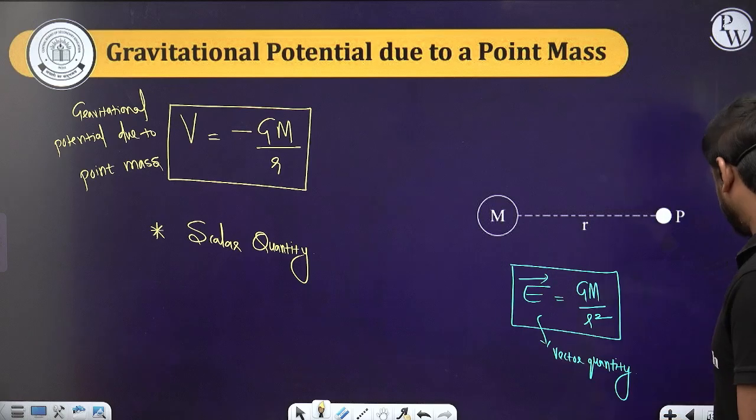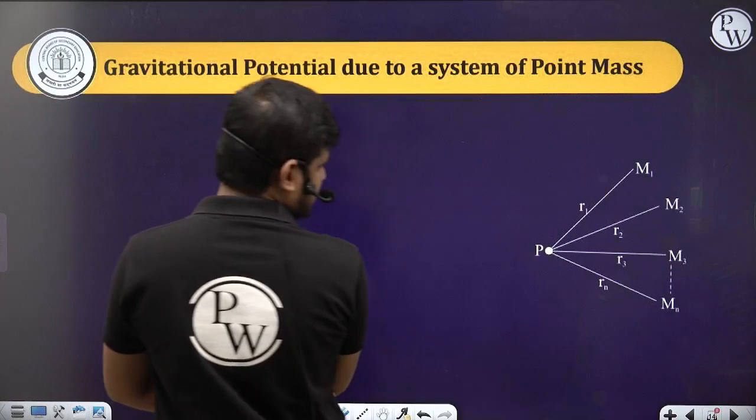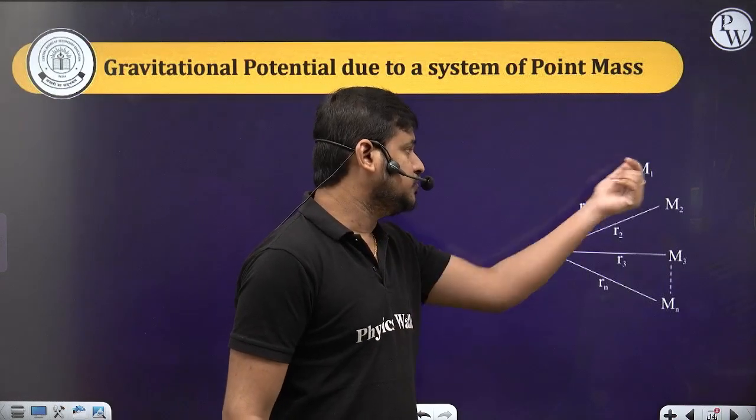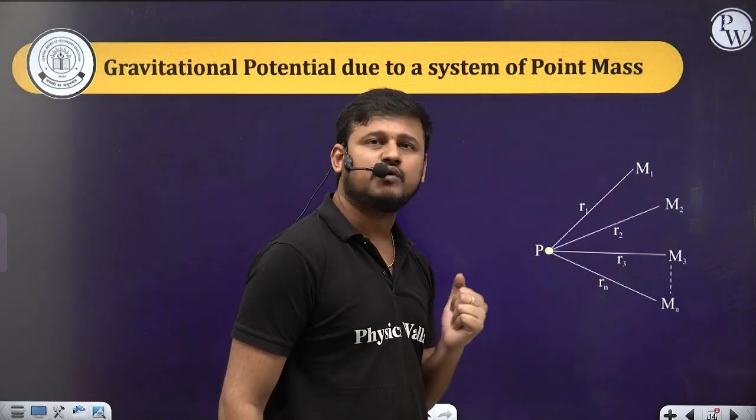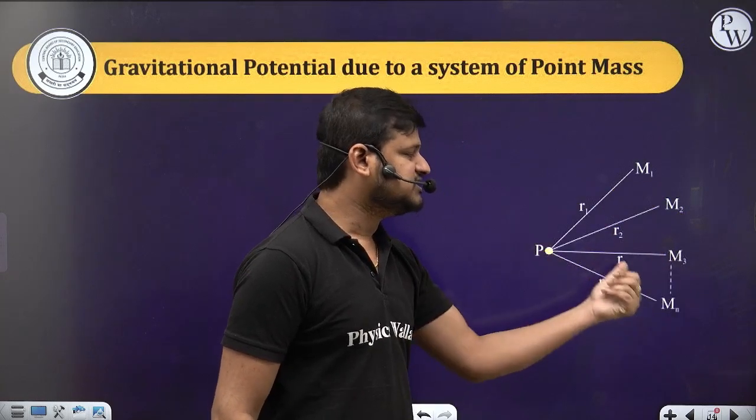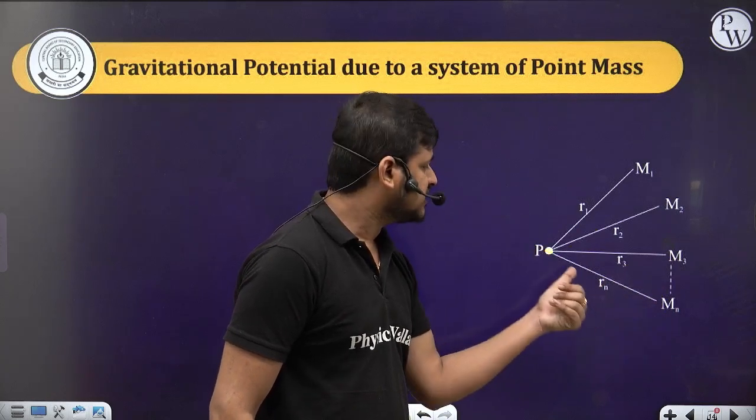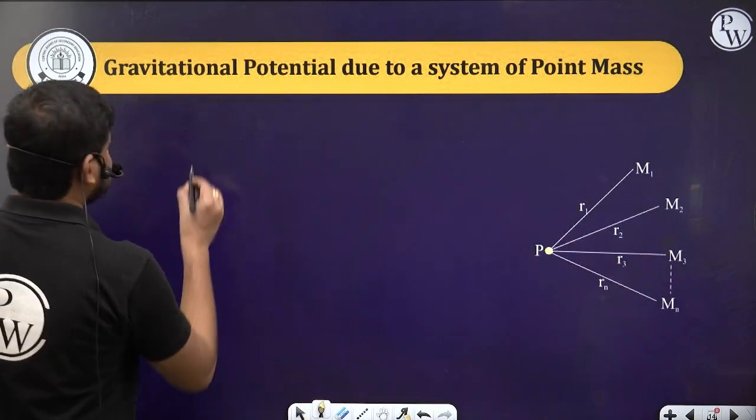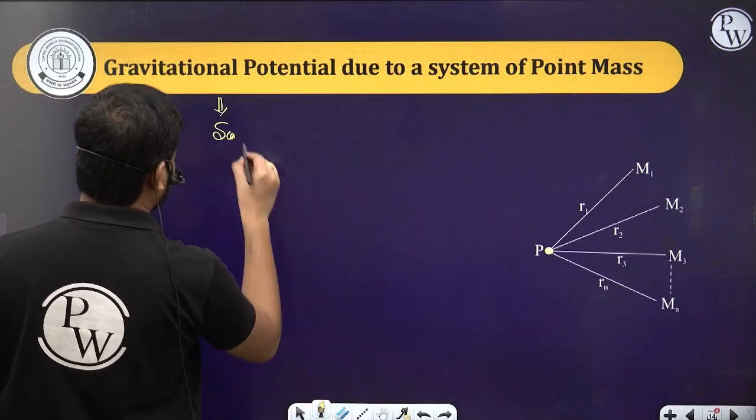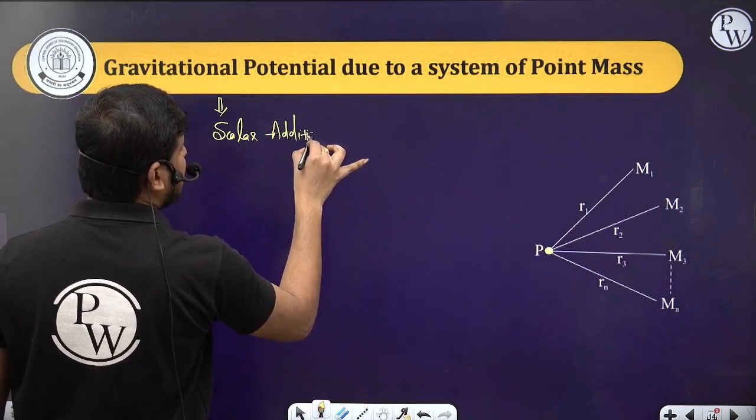Okay, so now if we have to find the gravitational potential due to a system of point masses, at this point P, due to the mass m1 which is at a distance r1, due to mass m2 which is at a distance r2, due to mass m3 which is at a distance r3, and like that till the mass mn, which is at a distance rn, simply you can go for the scalar addition, because the gravitational potential is a scalar quantity.